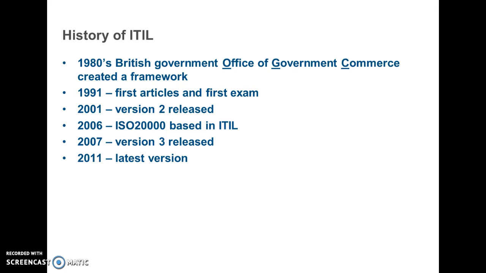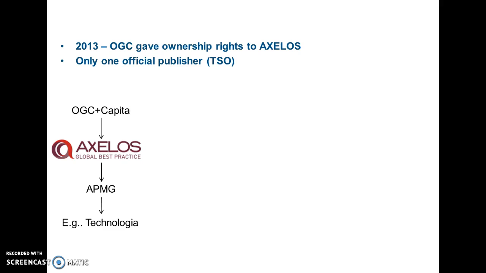Now in 2007, the most popular version of ITIL came out, which was version 3. And you'll find a lot of experts actually certified as masters in ITIL version 3. Now in 2011, the latest version came out, and today's presentation is based on that framework and the latest update. In 2013, however, you should note that the OGC gave ownership rights of the ITIL framework to Axelos, which is now maintaining it.